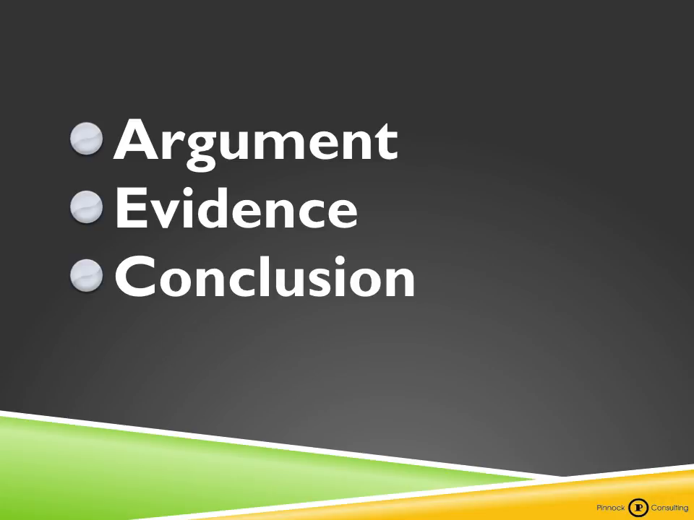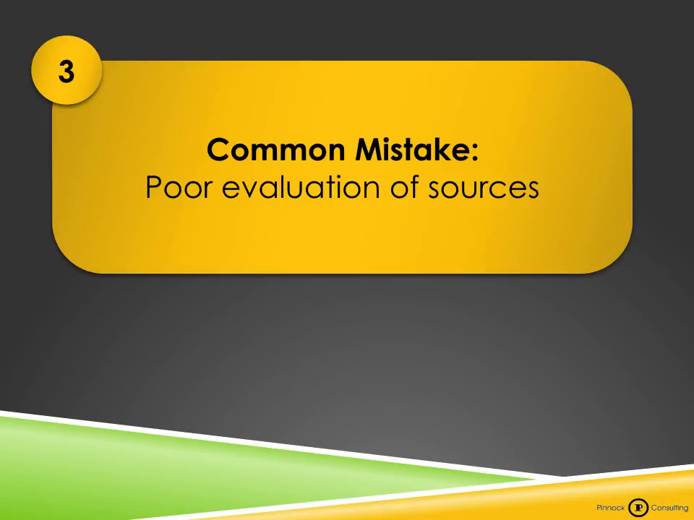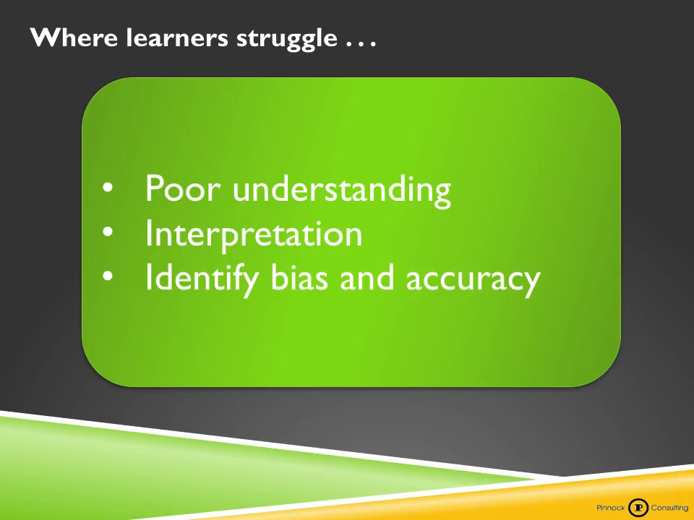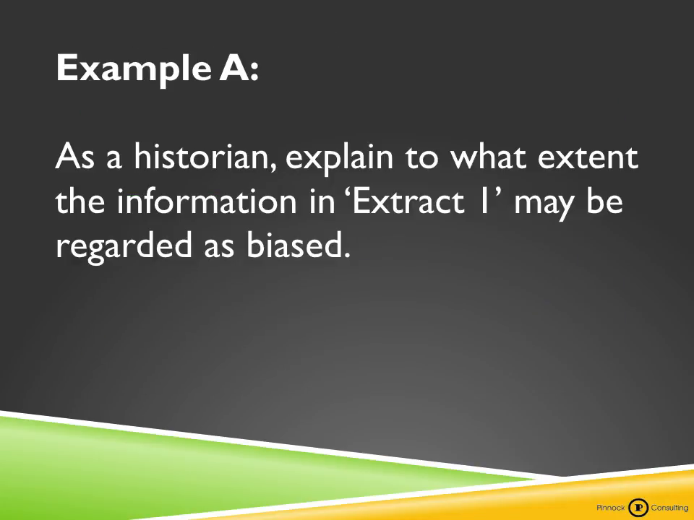The third common mistake made in the history exam is poor evaluation of sources. Learners often demonstrate a poor understanding of the source. They struggle to interpret cartoons, and even more so, they fail to identify bias and the accuracy of the source. In this example, learners struggled with the term biased and failed to actually find evidence to suggest bias was evident.